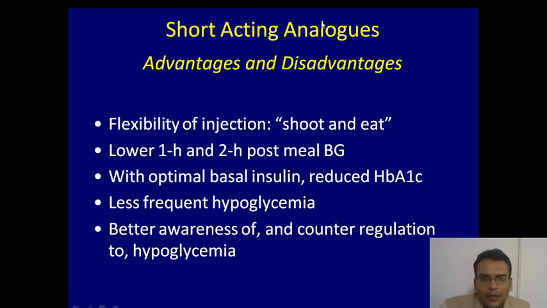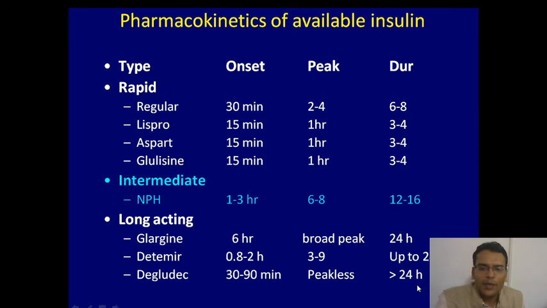For NPH insulin, you have onset at about 1 to 3 hours, there is a defined peak at 6 to 8 hours, and then you have duration of action about 12 to 16 hours. With glargine, you have a broad peak with onset of action at about 6 hours and a duration of action around 24 hours. However, with degludec, your onset starts at around 30 to 90 minutes, and there is no defined peak, or this is a peakless form of insulin with duration of action lasting more than 24 hours.